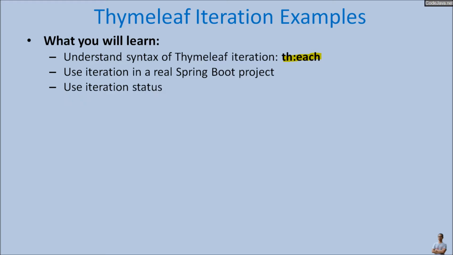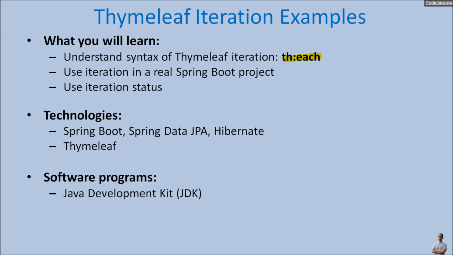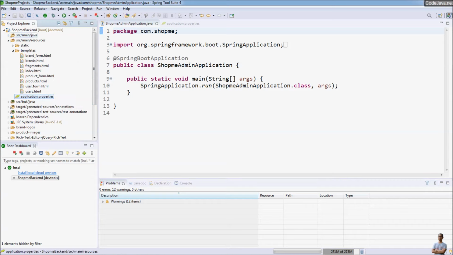Suppose that we have an existing Java project using the following technologies: Spring Boot, Spring Data API, and Hibernate framework for the data access layer, and Thymeleaf for the view layer. And I'm using the following software programs on my computer: Java Development Kit JDK, Spring Tool Suite IDE STS, and MySQL database. I have an existing Java project using Spring Boot here, as you can see.